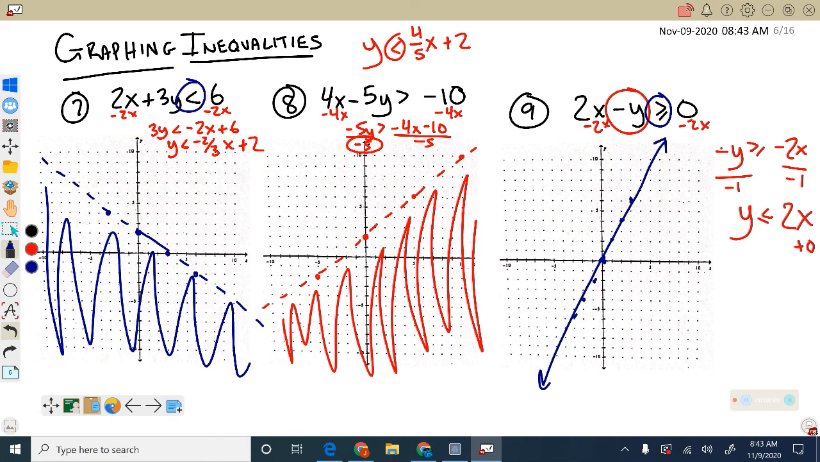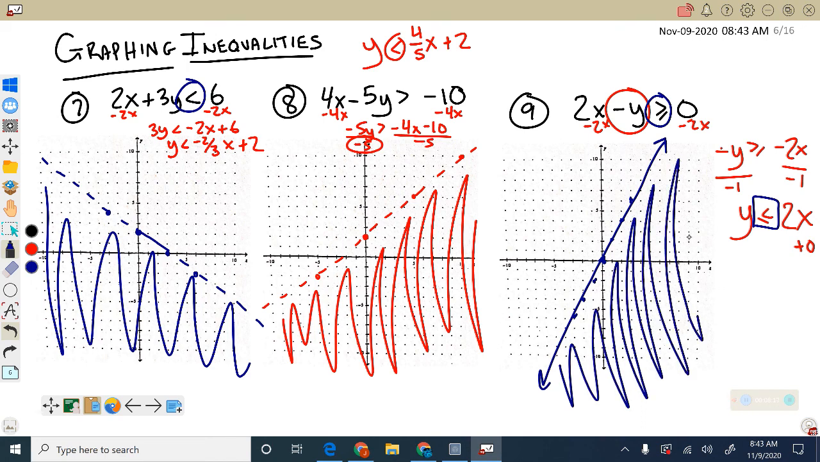And in terms of shading, don't look at the original, look at what you finished with. In this case, you finished with less than, so you have to be shading down below. So there you go, there's your tutorial on graphing inequalities on the coordinate plane.